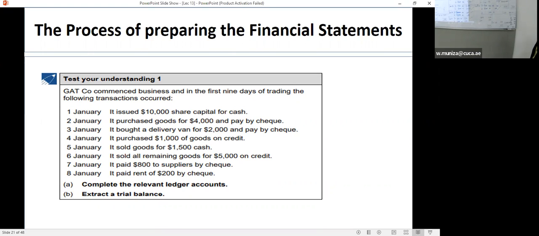Purchased goods for 1,000 on credit, 1,000, okay, January 5, it's sold for 1,500 cash. Good. January 6, it's sold all remaining goods for 5,000 on credit. Fine. It paid 800 to suppliers by check. Fine. It paid rent 200 by check. Fine. Okay, then we have made cash account, debit, and done 10,000 and then 1,500.